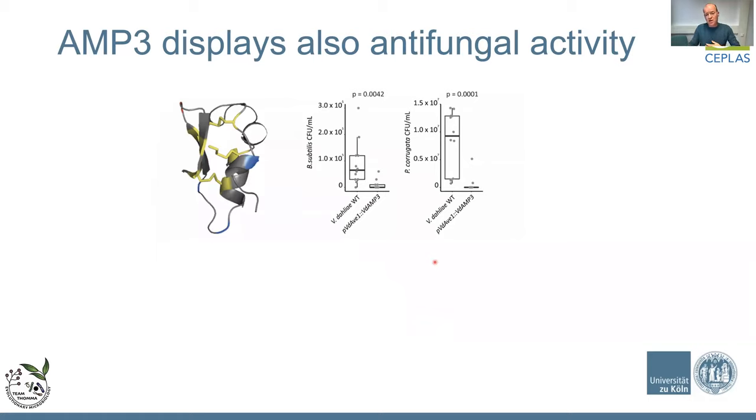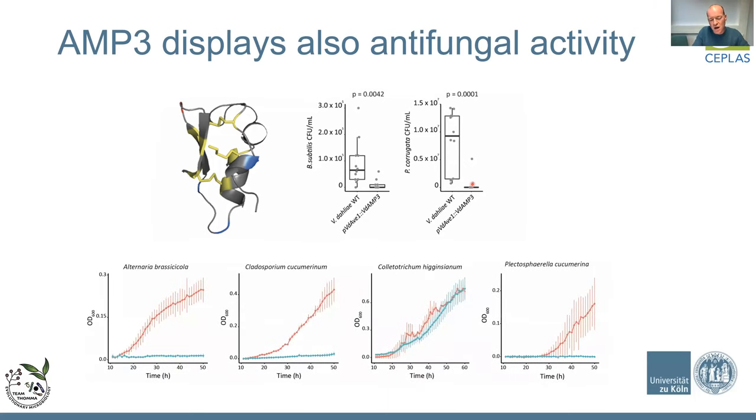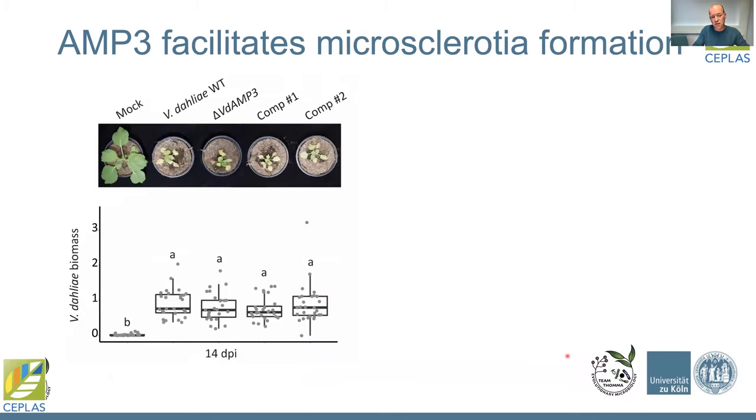Now, this effector protein has antibacterial activity, but that's not the reason why I show it here. The reason why I show it here is that in addition to antibacterial activity, and in contrast to the effectors I've been discussing before, this effector protein now also has antifungal activity. Again, selective, it doesn't concern all fungi, but the growth of several fungi is inhibited in the presence of this effector protein. So this now turns out to be an antifungal effector protein.